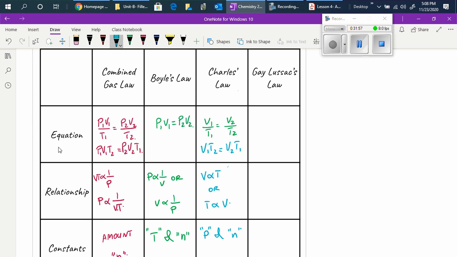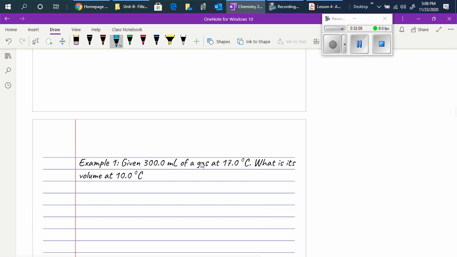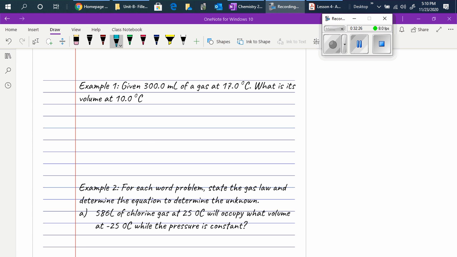I want you to find this or complete the last column here for Gay-Lussac's law, and then we will move to the examples to see which law we have to choose when a bunch of questions are given to us. The first example says that we have a volume of 300 milliliters at a temperature of 17 degrees Celsius. What is the volume V2 at a temperature T2 of 10 degrees Celsius?